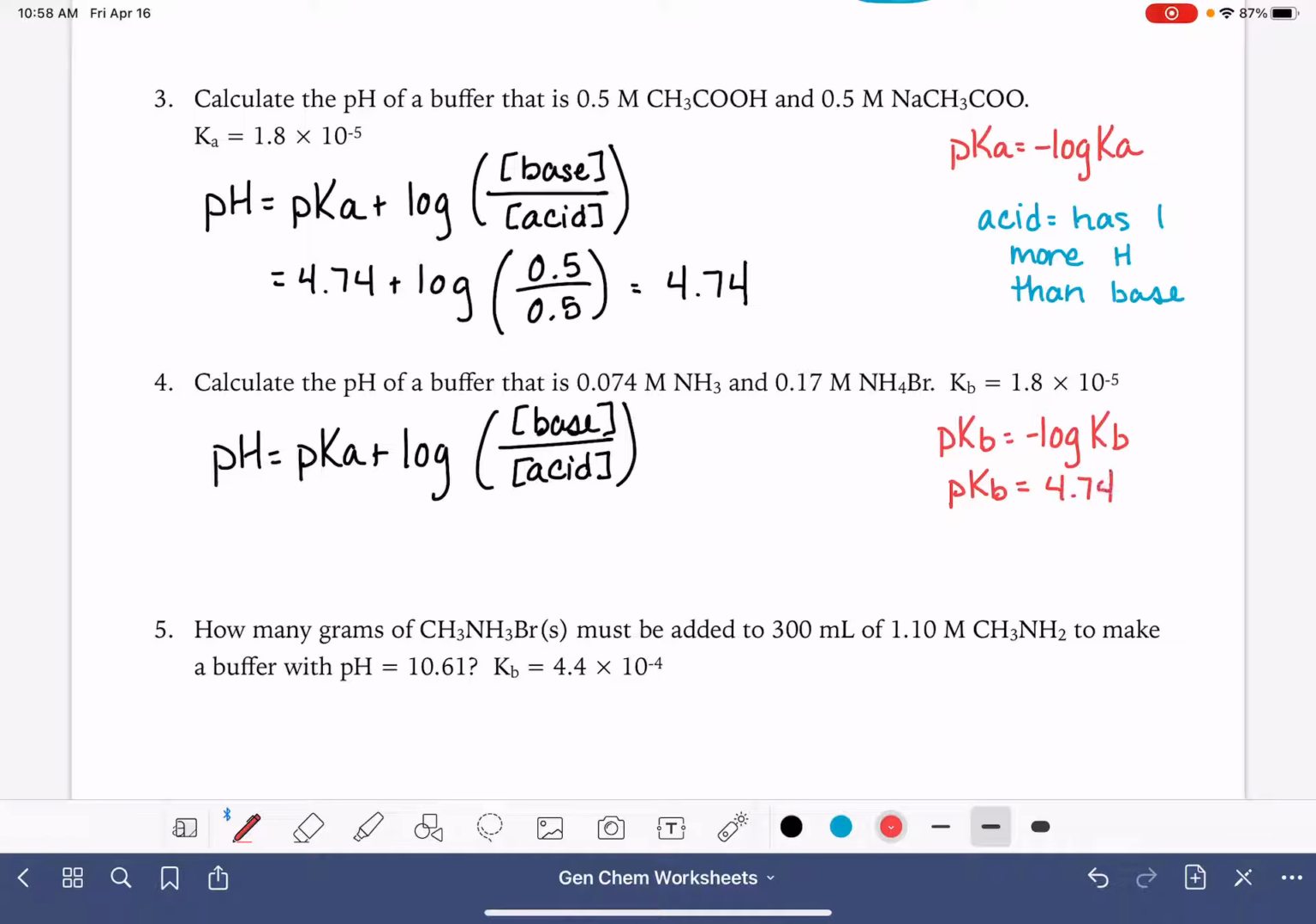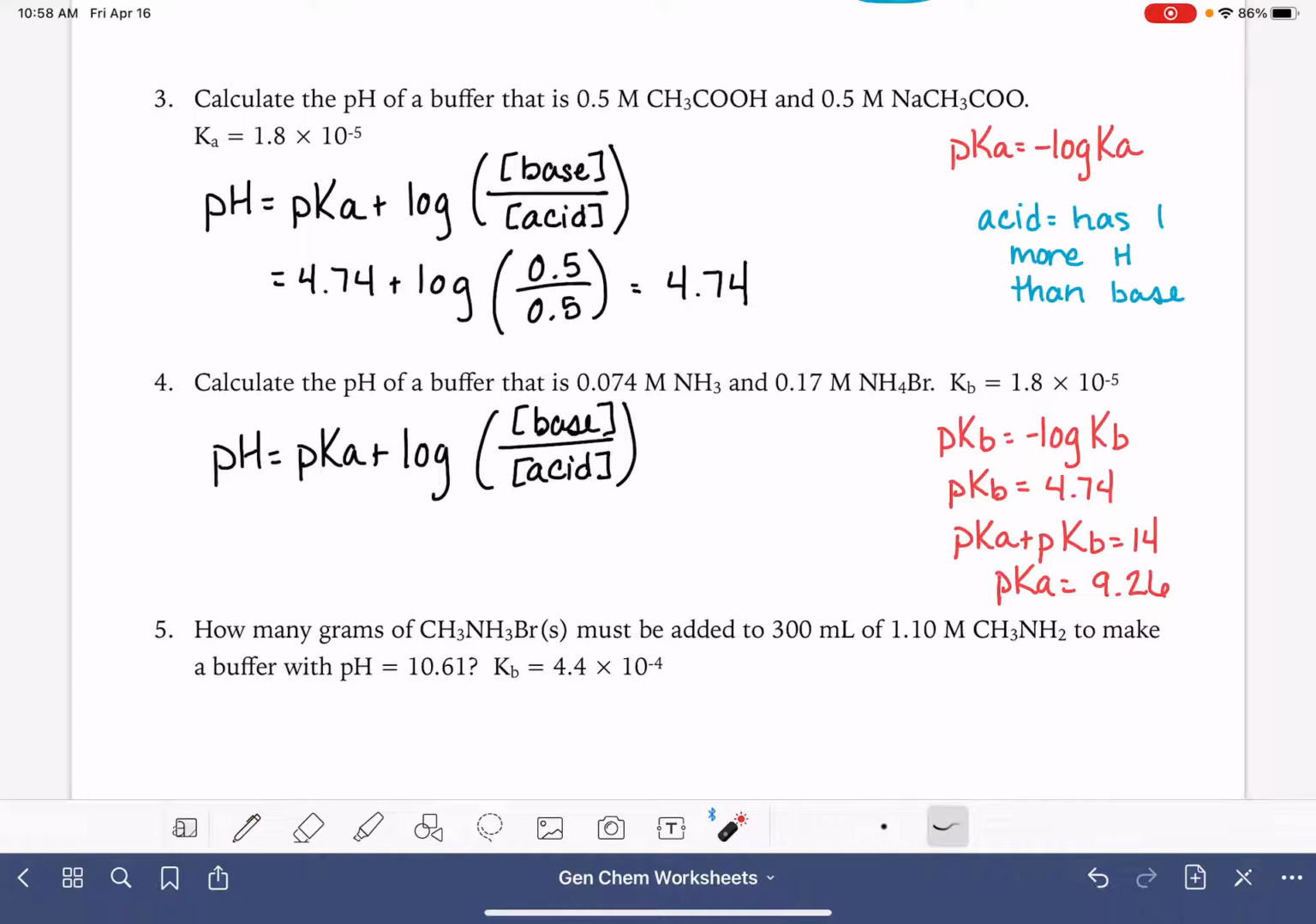4.74. Then I'm going to use the relationship pKa plus pKb is 14. And from that, I can get the pKa, 9.26.